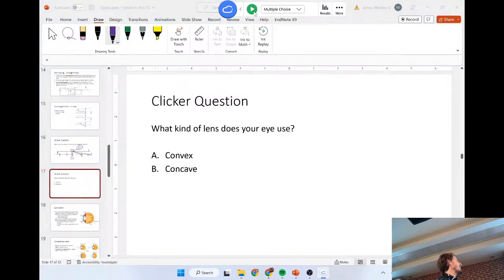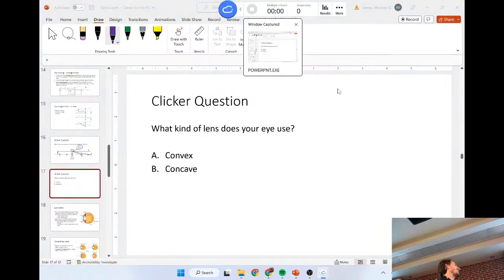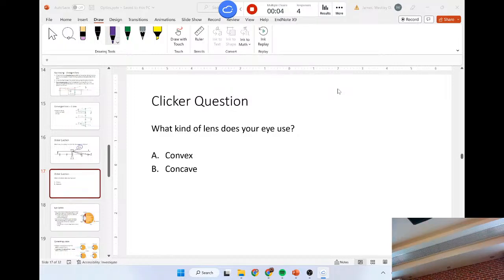So now that we've learned about both types of lenses, this is kind of a repeat, but just to see if you remember it. What kind of lens does your eye use? Convex or concave?